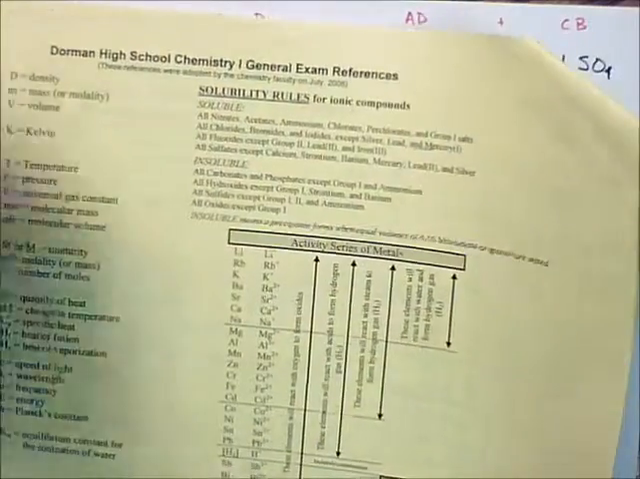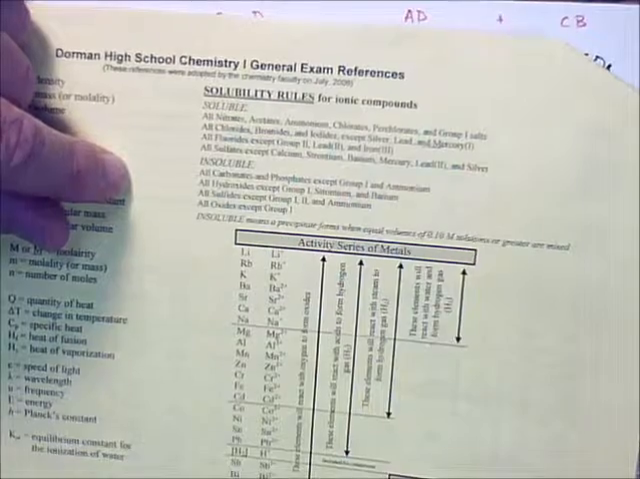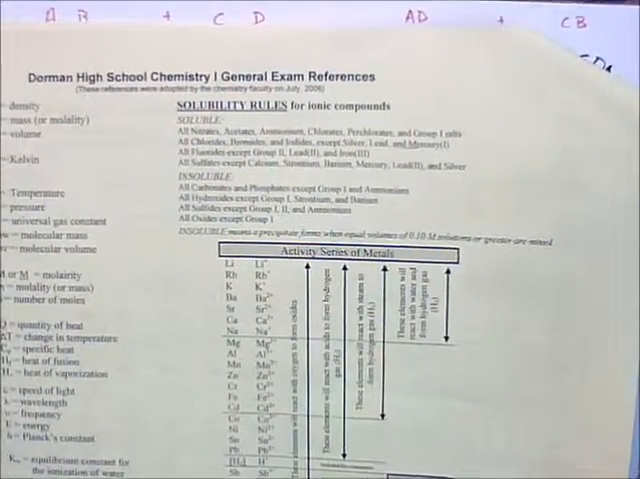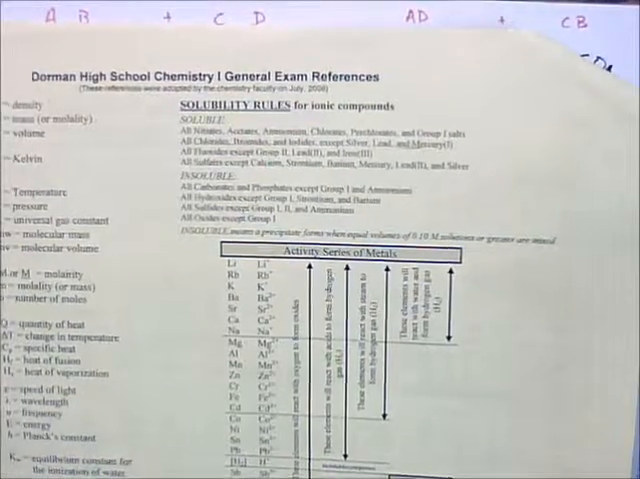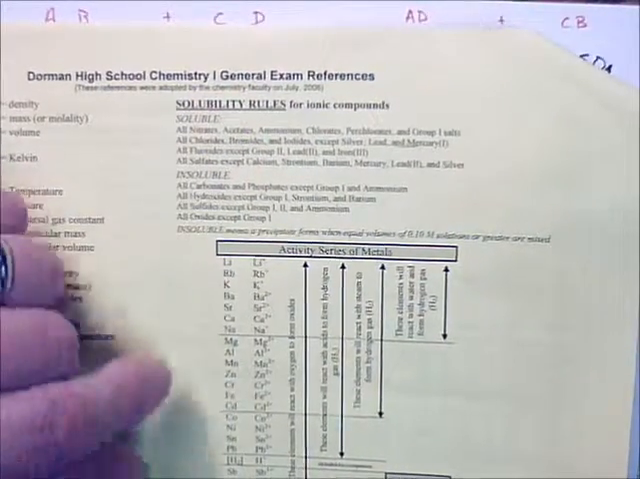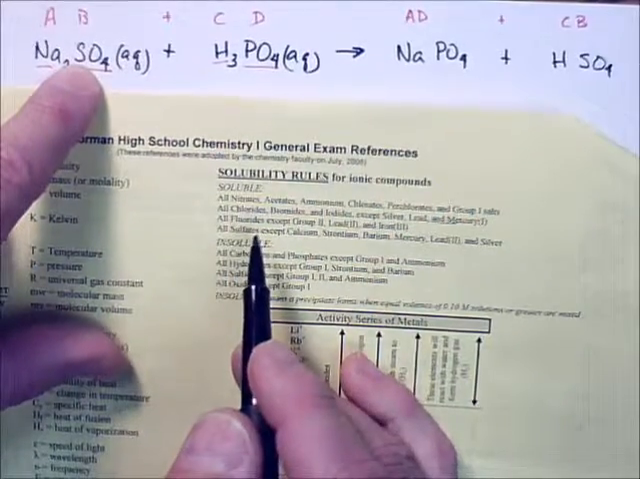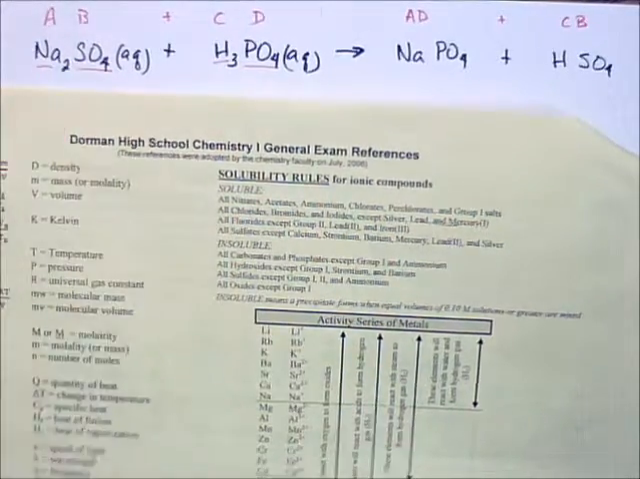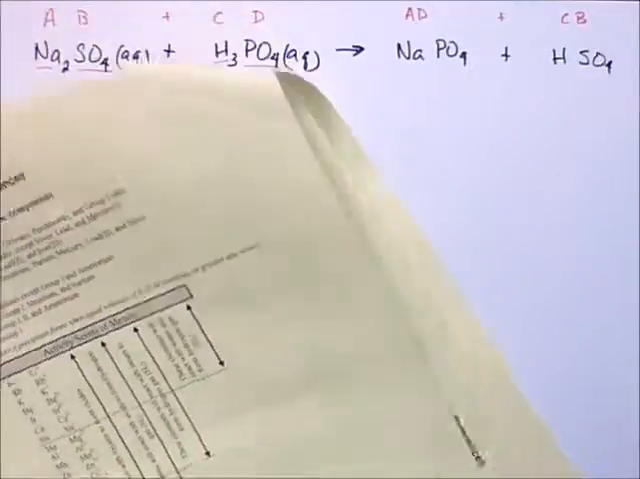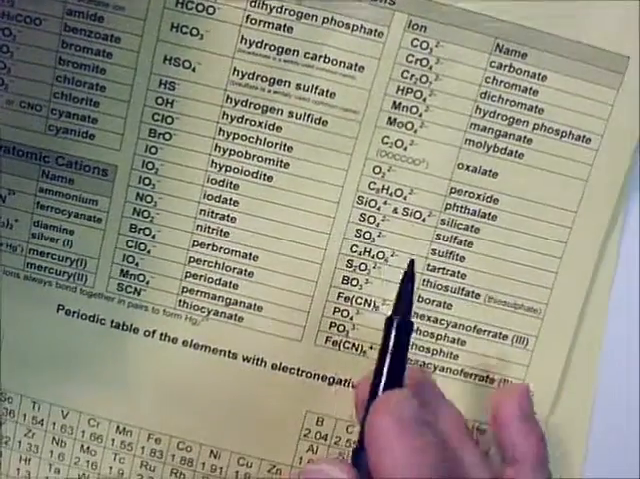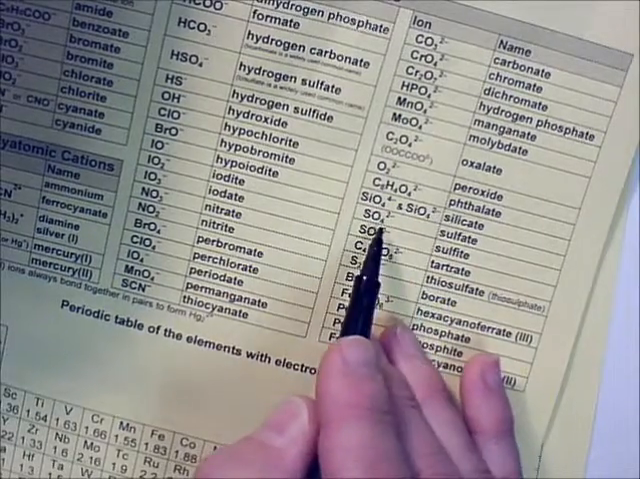If you don't have your test references out, make sure you get them out. I'm going to ask the teacher to pause the video and wait for you because you need to practice looking through and using these solubility rules. So let's look for SO4. And we said the name of that was sulfate. If you don't know that, go to your references called the common ions list, and you can see the name of this is sulfate, SO4 2 negative is sulfate.